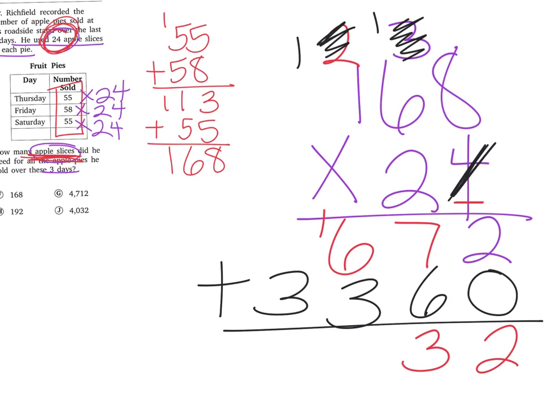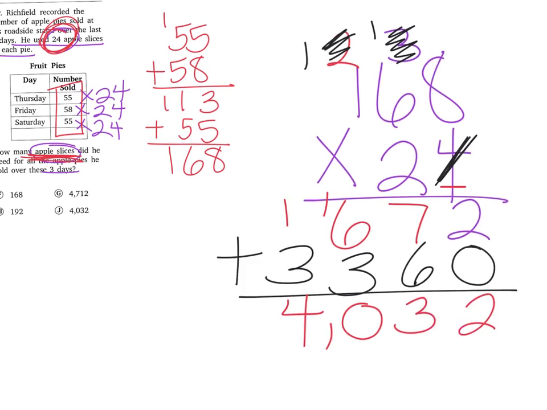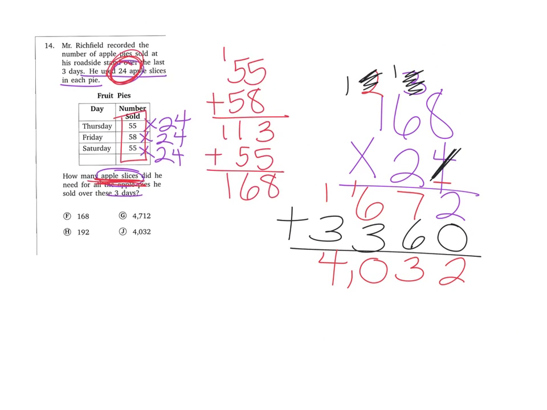What is 6 and 3? 10. No, 9. No? 6 and 3 is 9, plus 1 more is, oh, 10. What is 1 plus 3? 4. And comma. What is my answer, everyone? 4,032. Now let's go back and look at our problem.